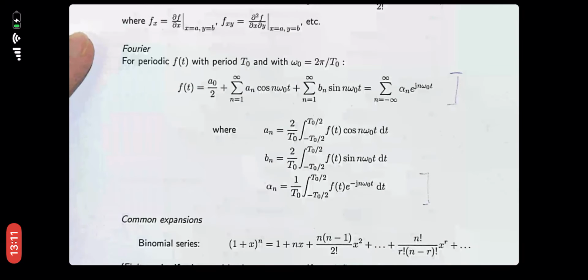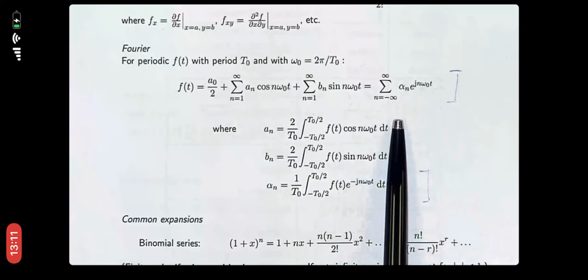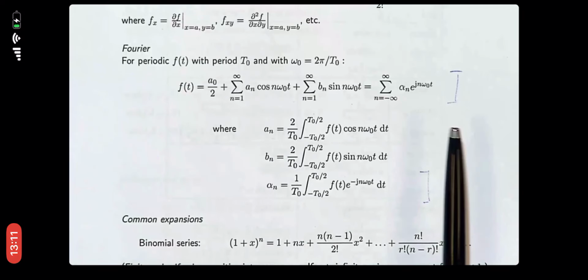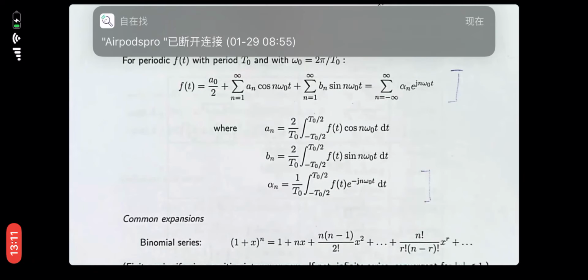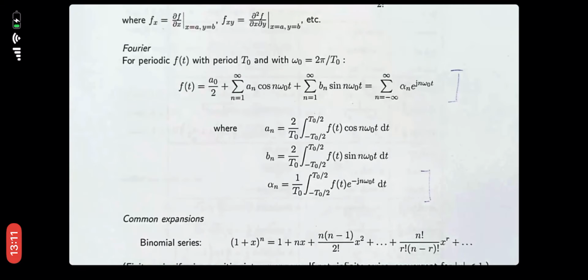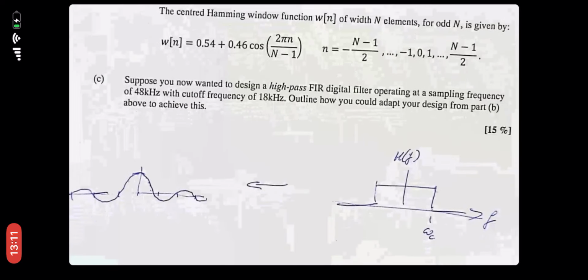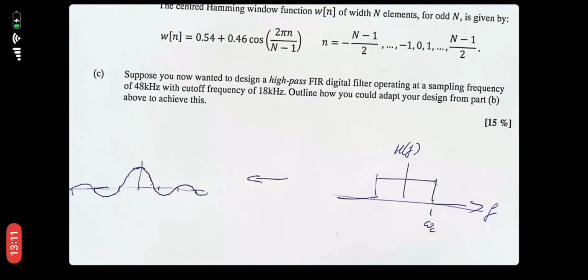It gives two different forms for this. The one that I've tended to use is this two-sided form that uses exponential terms here. But the fact is that if something is periodic, then we can use the Fourier series. So going back to the question here, what is it that's periodic in this system? Yeah, the frequency response is periodic because it's a sampled system.